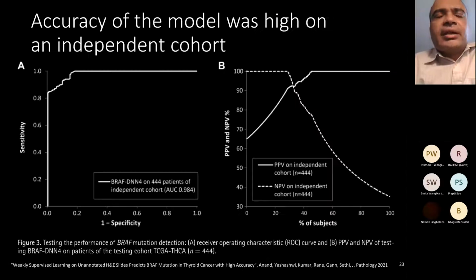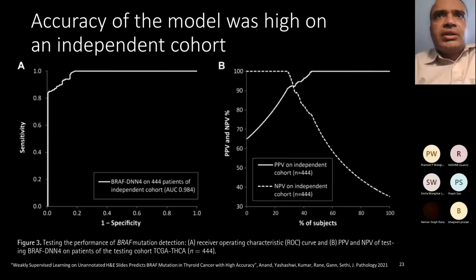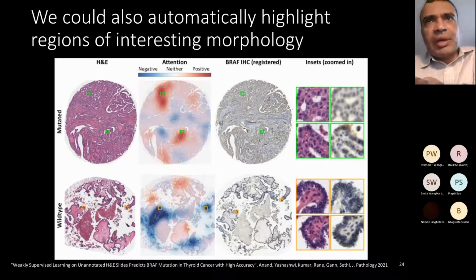Similarly, we did for another cancer and its mutation using something called weakly supervised learning, where we did not even use the markings of the regions. We just knew from a DNA test whether the entire tissue was BRAF mutation positive or BRAF mutation negative. And we use a more advanced form of architecture of a neural network to not only detect the mutation but also the regions of the mutation, which gives us these heat maps.